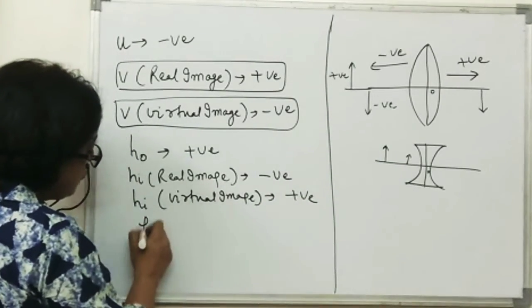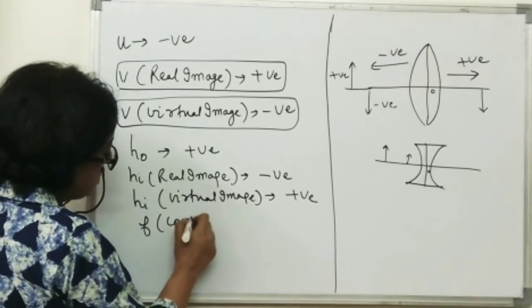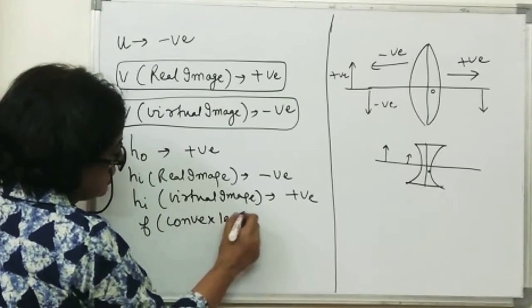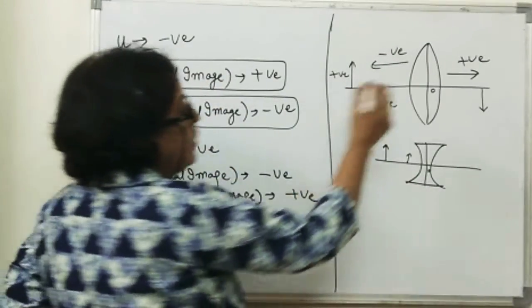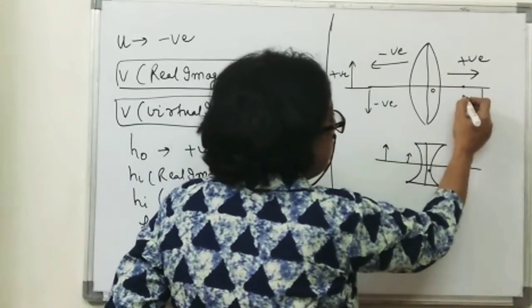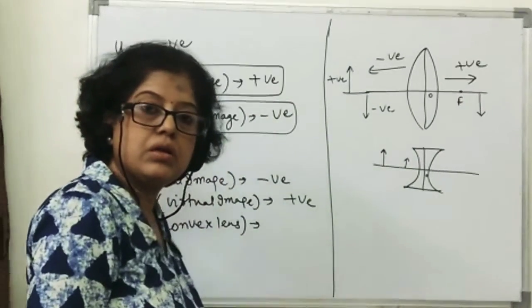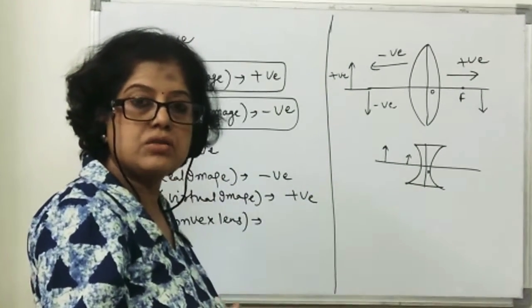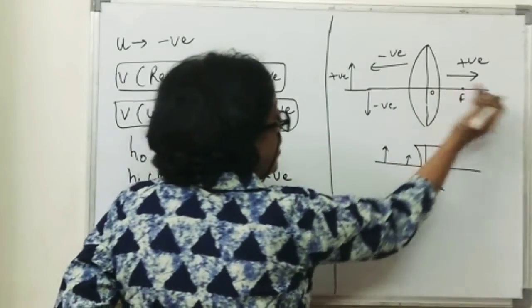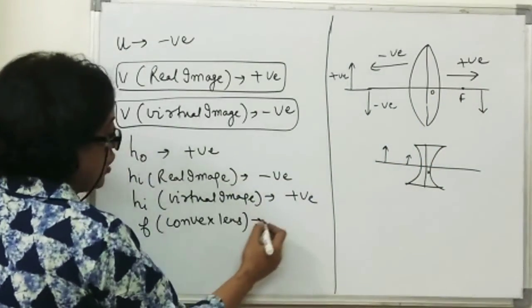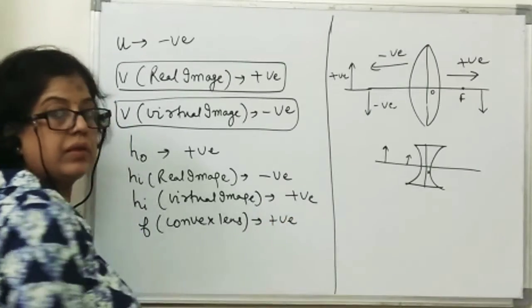What is the sign for focal length of a convex lens? In a convex lens, the rays fall from left to right, and the focus is on the other side of the lens. It has a real focus. That means focal length will be measured from left to right. So focal length of a convex lens will be positive.